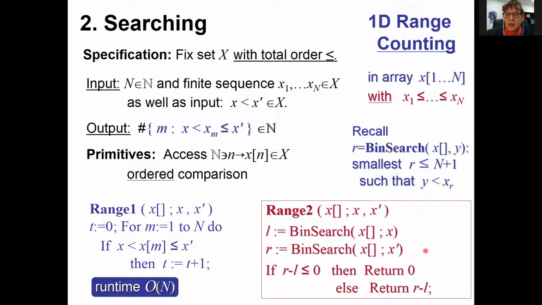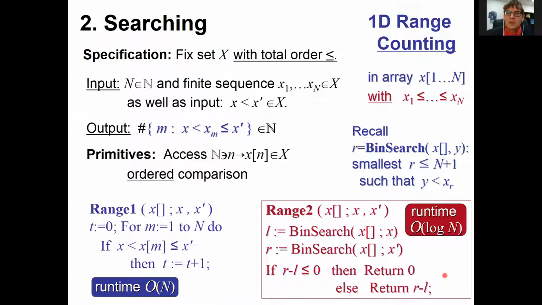So that's a logarithmic time algorithm because it makes two calls to binary search, and binary search has logarithmic running time if the original data already is sorted. So that's kind of easy, but now we want to move on to higher dimension. We want to solve the two-dimensional range counting problem.